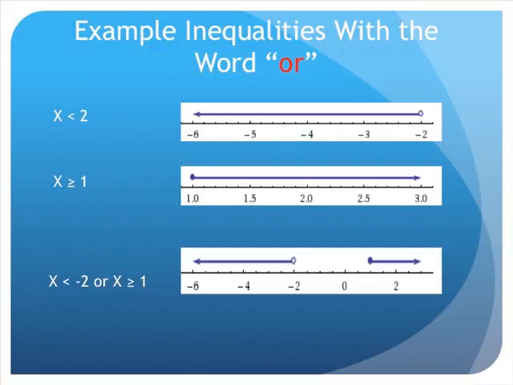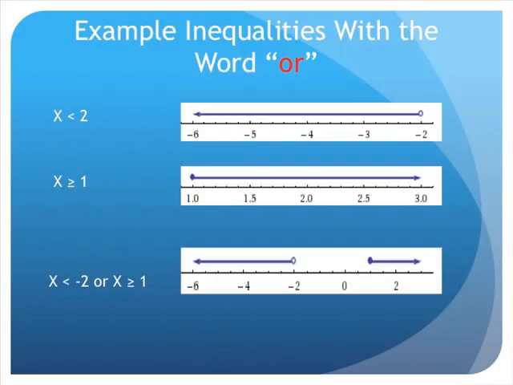Here are some examples of inequalities with the word or. x is less than 2. Here, there's an open circle on 2, and the line extends in the negative direction, showing that x is less than 2. x is greater than or equal to 1 is our next one, and it's a closed circle on 1, and it goes in the increasing direction from 1.